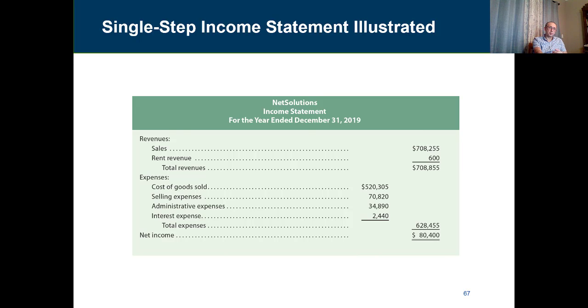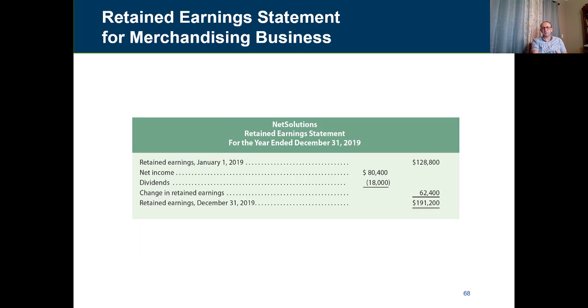So one other thing that we're going to see in this chapter is how the retained earnings would look for a merchandising business. And I just want to let you know it's exactly the same. So we start with the beginning balance of retained earnings, we add to it the net income, subtract the dividends to get the changes in retained earnings, and then you get the retained earnings balance at the very end of the year. Very similar to what we've seen in the previous chapters for service businesses.